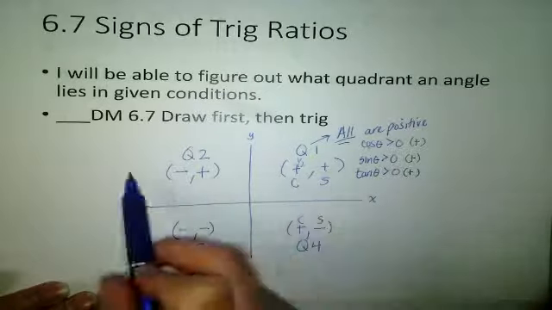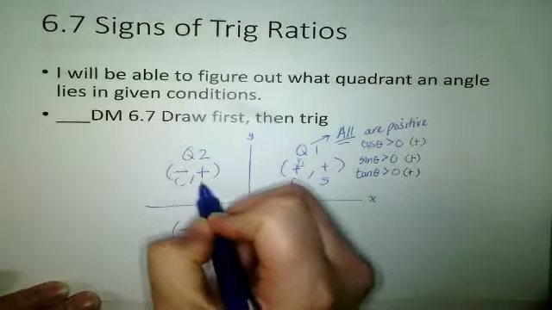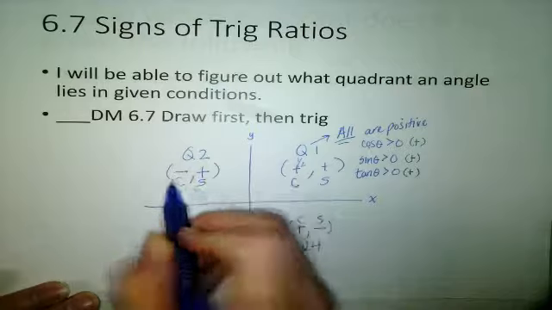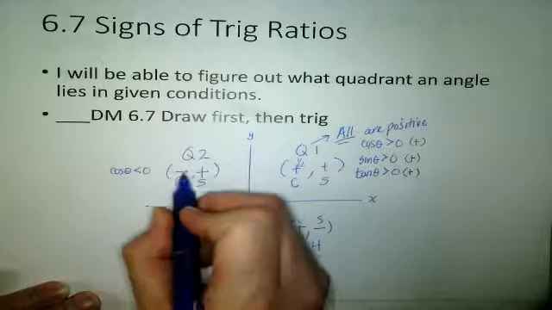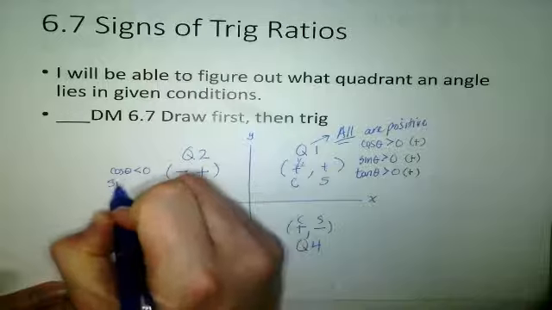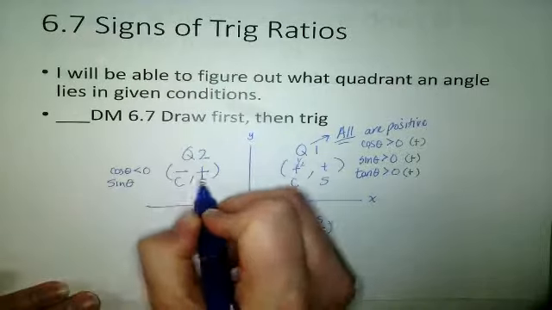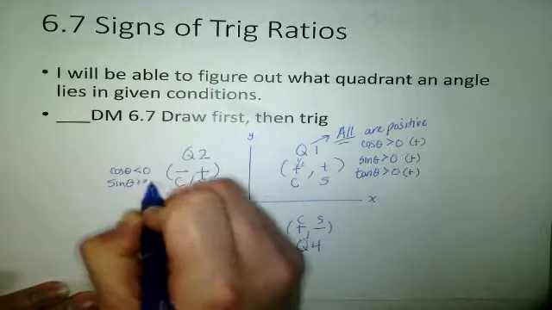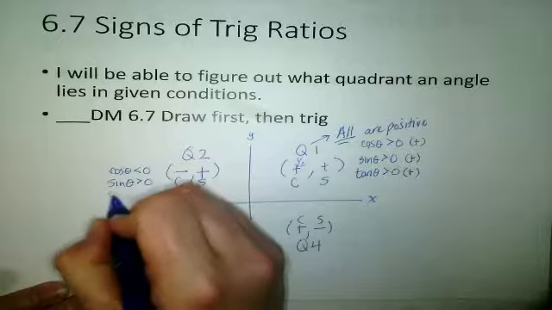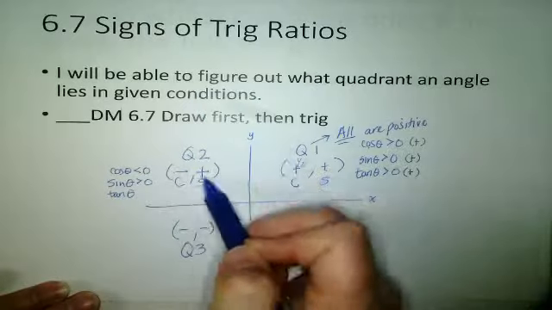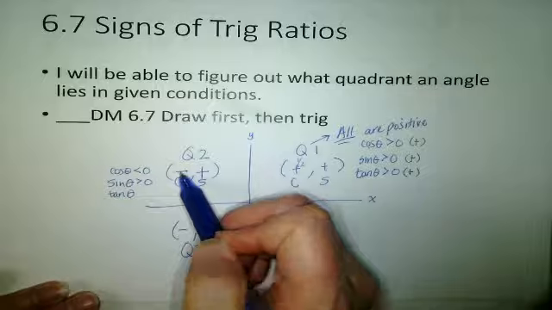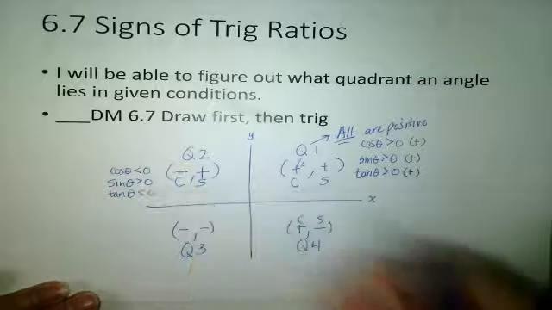What about quadrant 2? Again, when we look at quadrant 2, looks like cosine of some angle is less than 0. That's the one that's negative. Sine is positive. Sine would be greater than 0. What's tangent? Tangent would be y over x. Positive divided by negative would be a negative result.